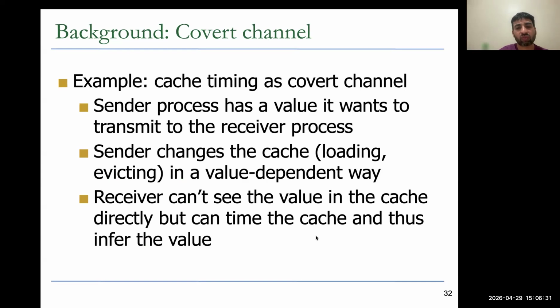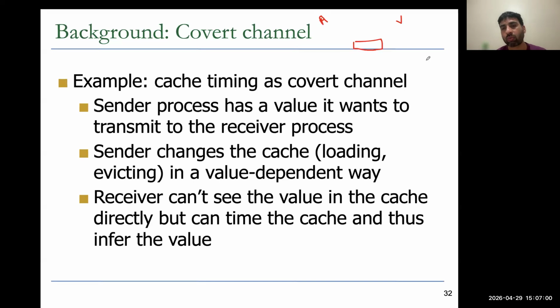And if the cache access is faster or slower, depending upon that, it can infer whether that value was accessed, what value was accessed by the sender. So, for example, let me just try to visualize this for you. Let's say you have this cache, right? So this is some cache entry, and here you have a victim, and here you have the attacker process. I'm writing A for it, right?